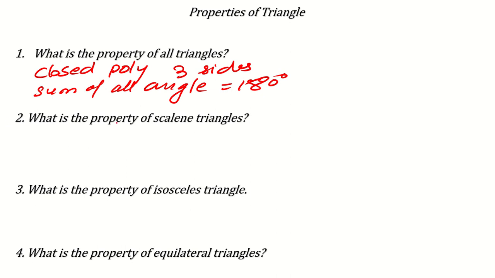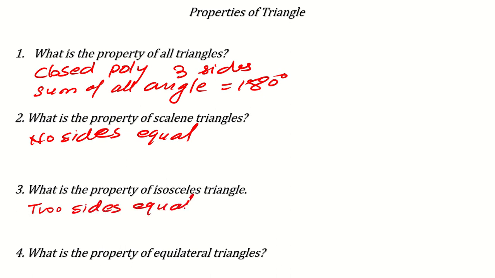What is the property of scalene triangle? I told you no sides will be equal. Then what is the property of isosceles triangle? Two sides will be equal. Then what is the property of equilateral triangle? All sides will be equal to each other.